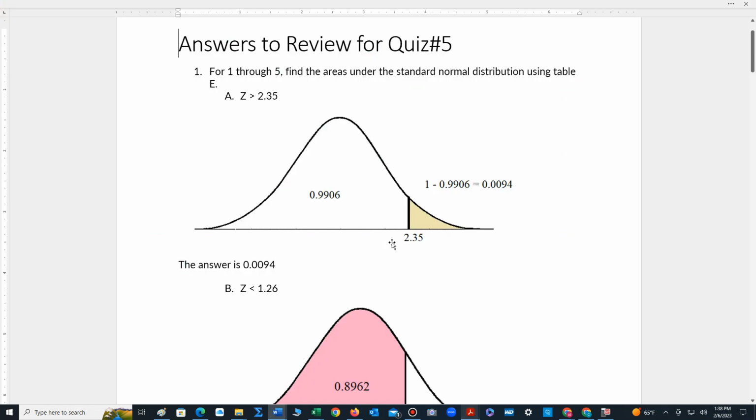0.9906. Now remember, whenever we look up an area in table E, it's always the area to the left. But we desire the area to the right, so we have to take 1 minus 0.9906 to get our answer, 0.0094.